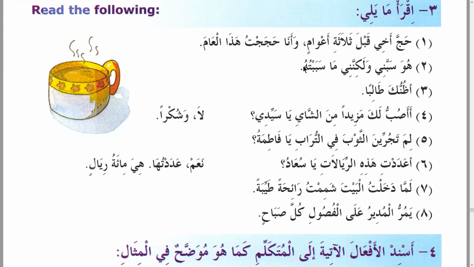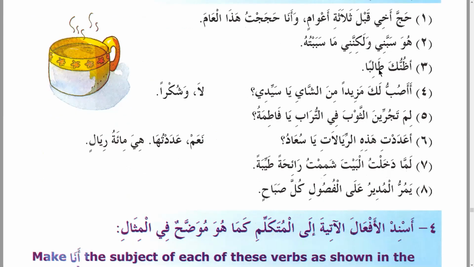Who is the maf'ul? أظنك طالبا. I think you are, أظن, right? ظن يظن أظن. I think you are a student. أظنك طالبا. And ظن, you should remember, أظنك, it takes two مفعول بهs, right? ظن and his sisters, like 2 or 3 sisters or something. It takes two مفعول بهs. ظن وأخواتها. How many sisters does ظن have?